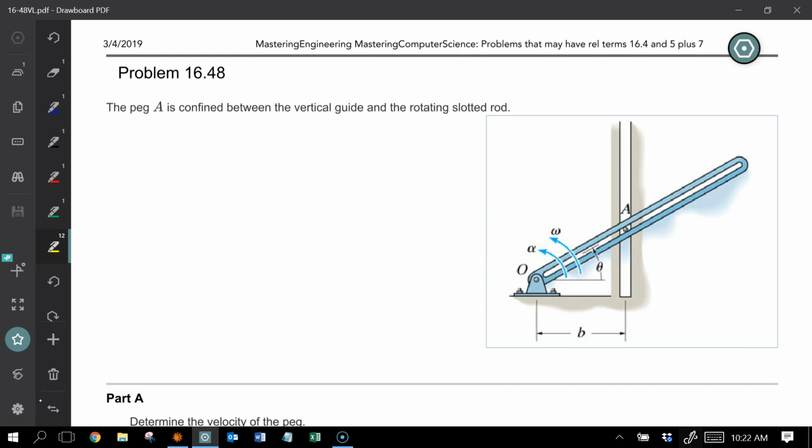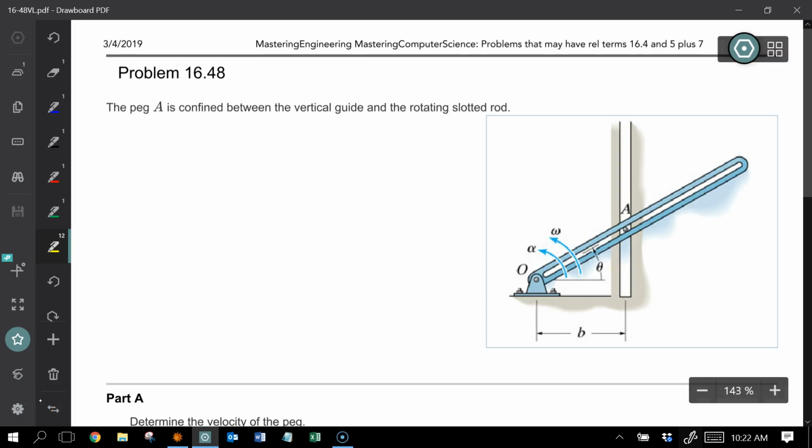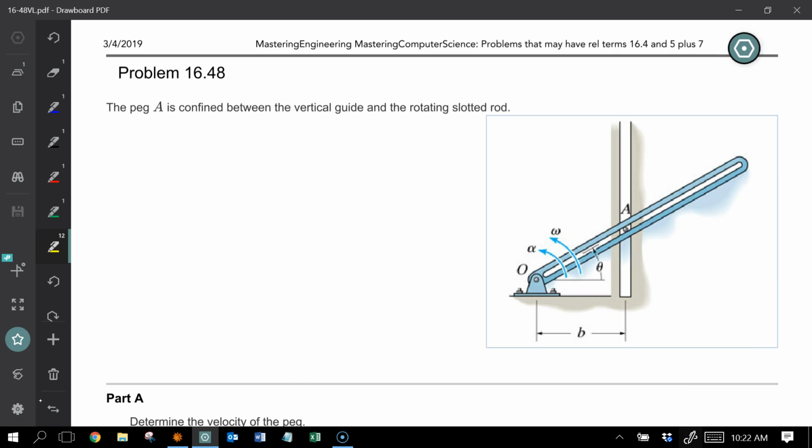Okay, this problem is going to show you how to use vector loops to solve this particular problem. Just like before, you want to determine who's moving, who's rotating. Obviously, the slot is the only thing that is rotating. Then you look for the number of special points.